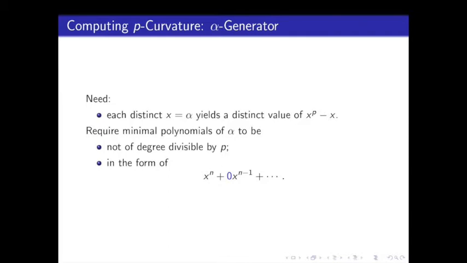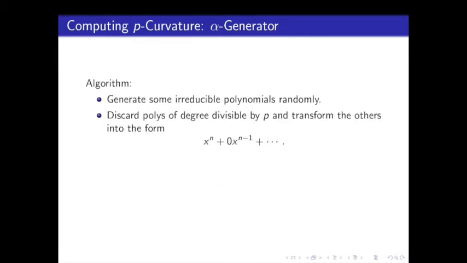With this, we can easily write our alpha generator. So we first generate a bunch of irreducible polynomials. I'm not writing the details here, but what we do is, we look at the degree bound. Let's say the degree bound is D. Then we randomly generate a polynomial of degree D, and we factor it into irreducible factors. Those irreducible factors are the polynomials we generated in the first step.